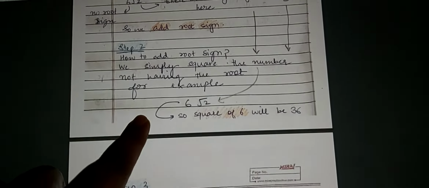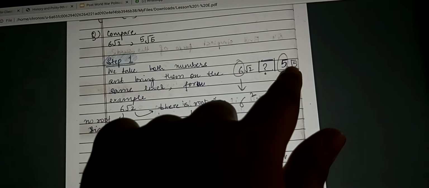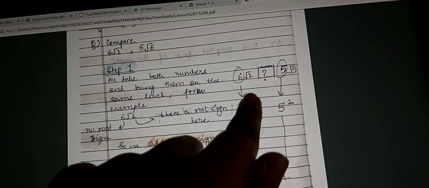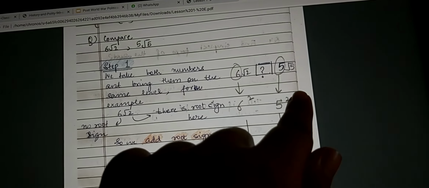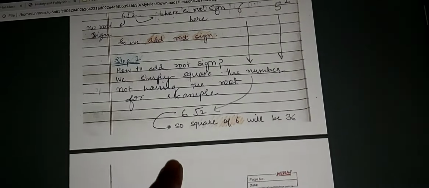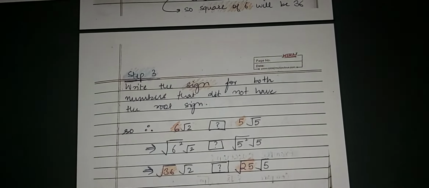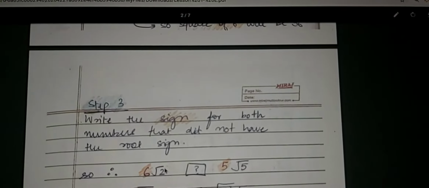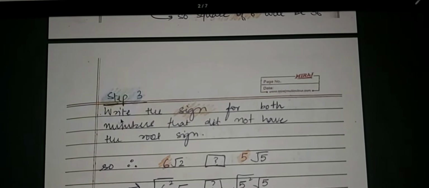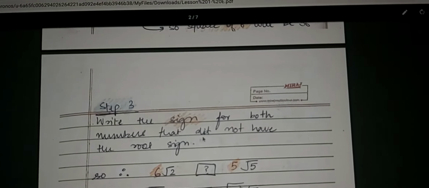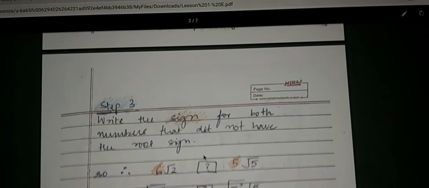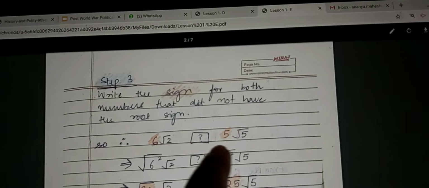We are going to square 6 and 5: 6 squared and 5 squared. So what is my sum going to look like? Now look, write the sign for both numbers that did not have the root sign. So this is my sum, correct? I've written it over here.